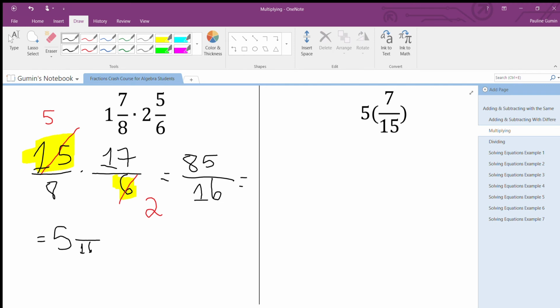16 times 5 is 80, which means we're left with 5/16. Whoops. Okay. Sweet deal. Let's do this last one.